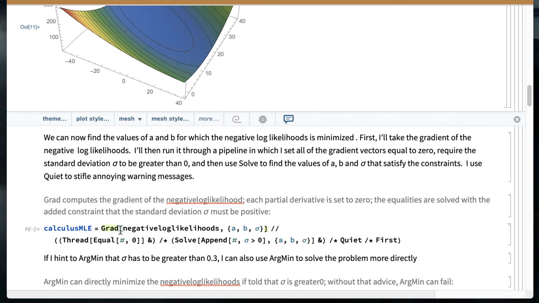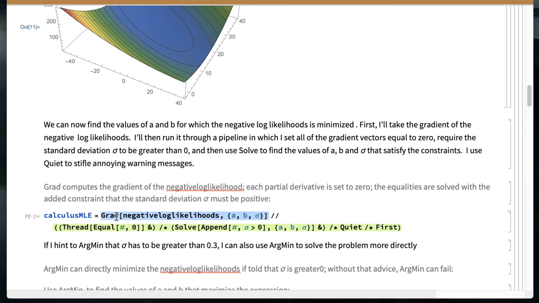One is a calculus-based method where we take the gradient of the negative log likelihood expression with respect to A, B, and sigma. We set those gradients equal to 0, and we try to find the solution to when they are equal to 0, adding one little factoid, which is that the standard deviation sigma has to be positive. There's no such thing, at least in my world, of a negative standard deviation. It's going to produce an annoying warning message, not an error message, a warning message, which I don't need for you to see, so I'm going to tell it to be quiet.